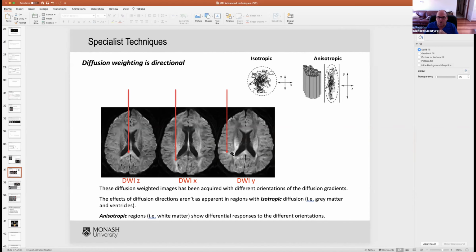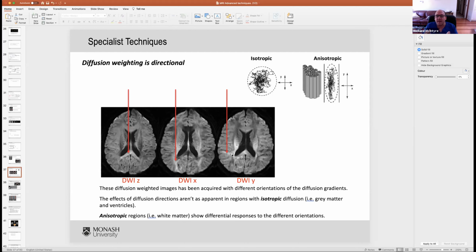If water molecules are traveling from left to right, we're not going to get a signal here because we haven't got the gradient on in that direction. However, we're going to get a signal here because the gradient is on from left to right. So any water movement in that direction is going to give us a signal.